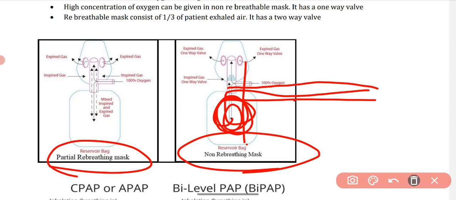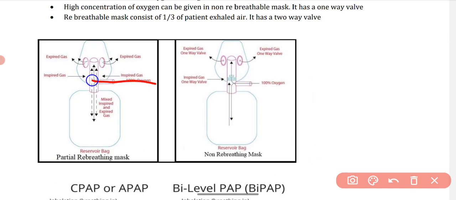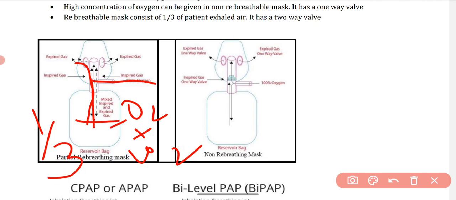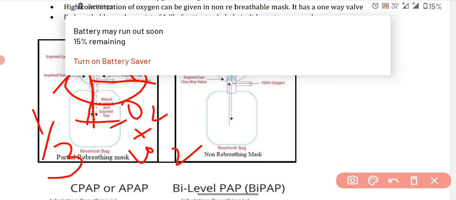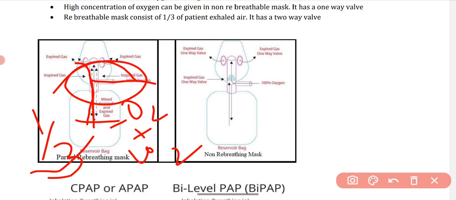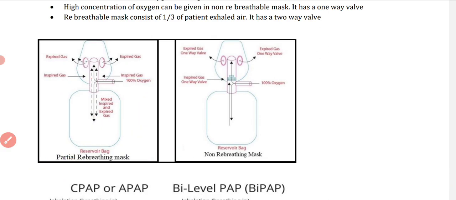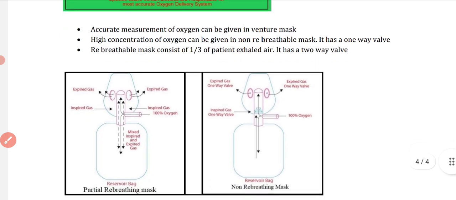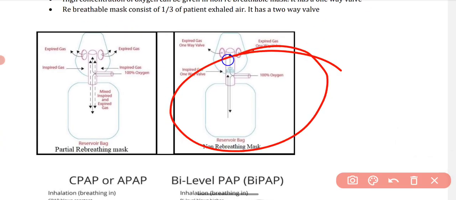Whereas here, in the partial rebreathable mask, the oxygen comes here and goes inside the reservoir bag, and the patient's exhaled carbon dioxide also comes into the reservoir bag. So oxygen and carbon dioxide both will be present in the reservoir bag, that is, 1/3 of the carbon dioxide. Okay guys, so two valves will be present here. So this is the partial rebreathable mask. Which is more effective, which can deliver 100% oxygen? That is the non-rebreathable mask.